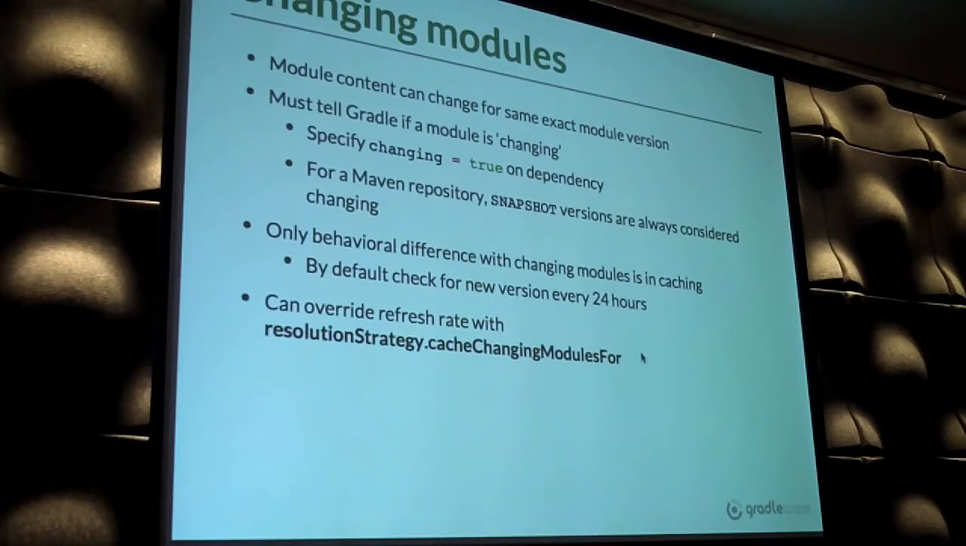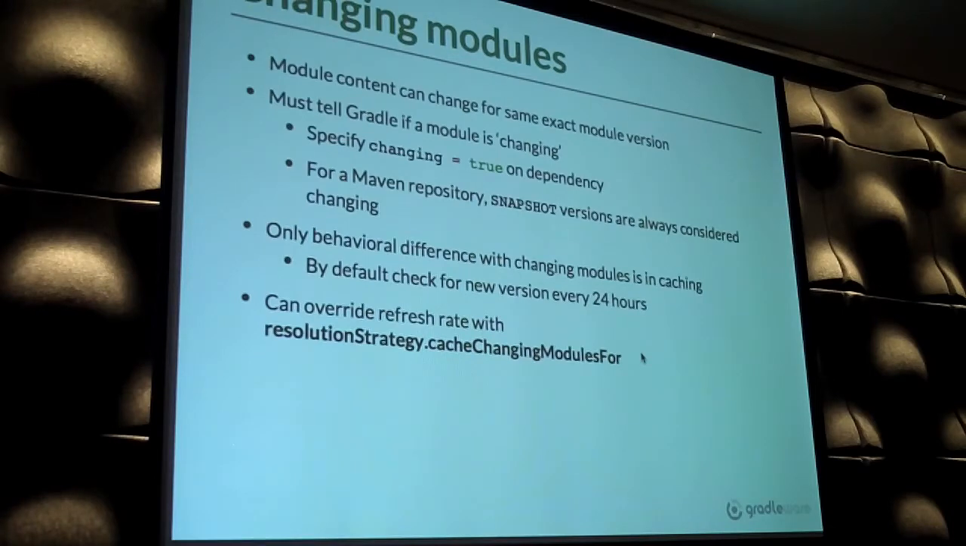Cool. So, changing modules. You need to tell Gradle when a module is changing. There are two ways to tell it. If it's a Maven repository, you put snapshot in the name, which is the Maven pattern we've adopted. If it's not a Maven repository, or even if it is, you can always say on a dependency that this module is changing. And that tells Gradle, right, I can't trust my copy. It could be different. By default, we cache things.